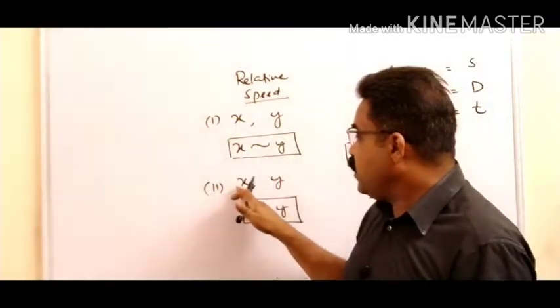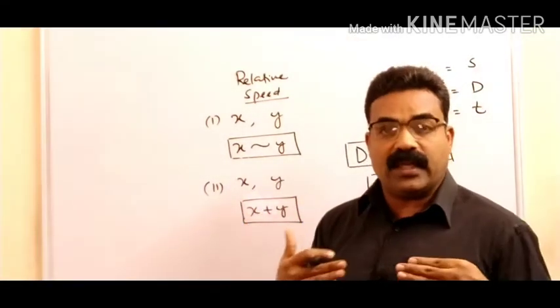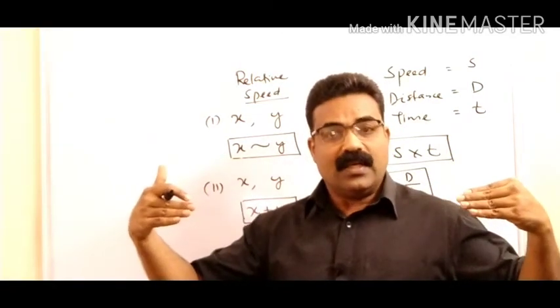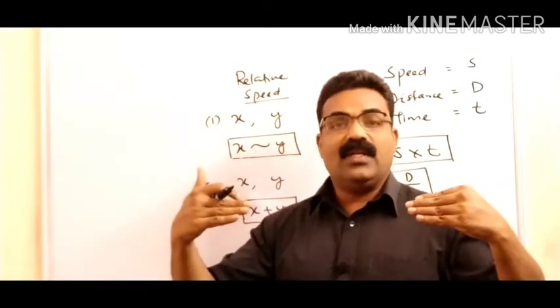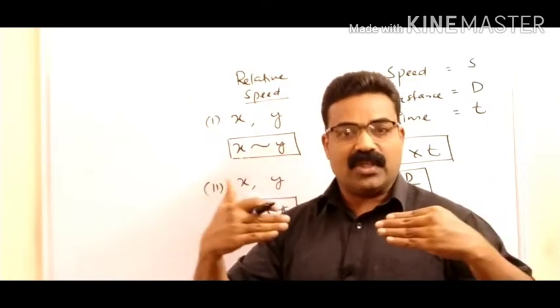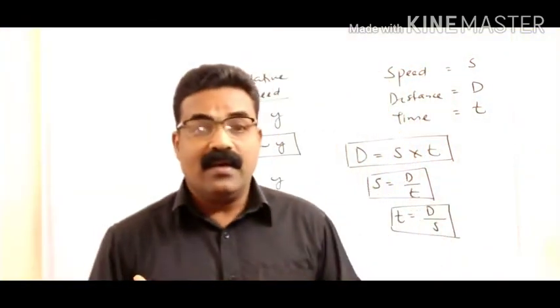And similarly, if x and y are the speeds of two moving objects, and they move in the opposite direction, one from here and one from here, meaning they are approaching each other, then we need to take the total speed of both the objects. That is the sum of the speeds, x plus y, to get the relative speed.